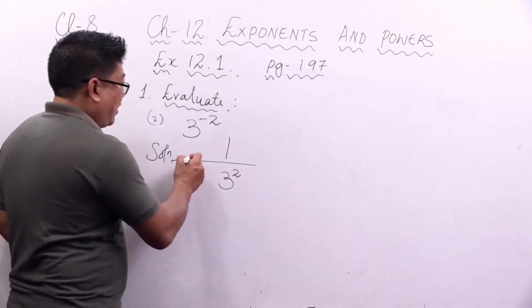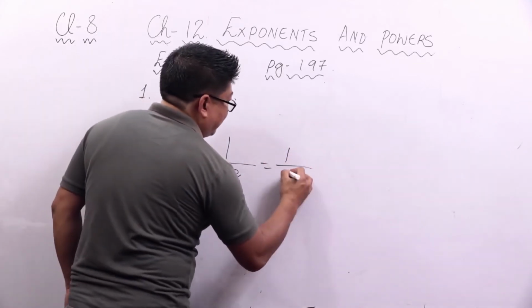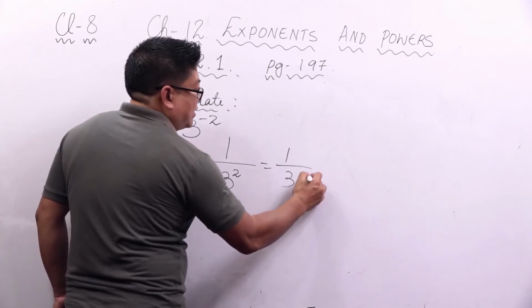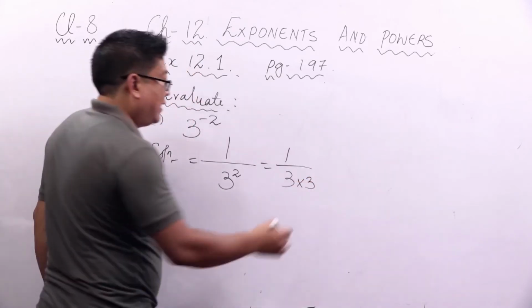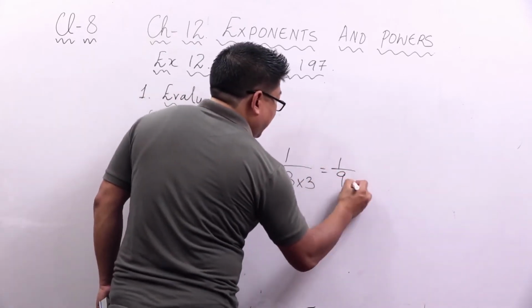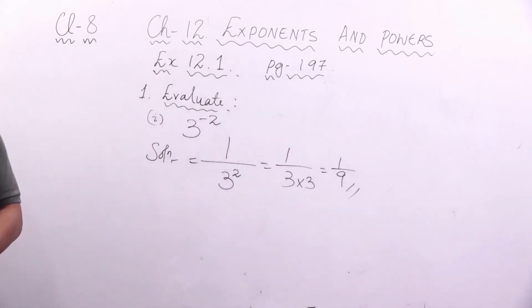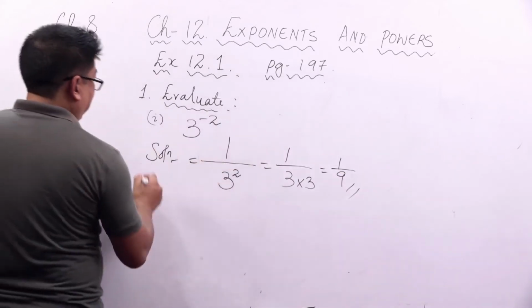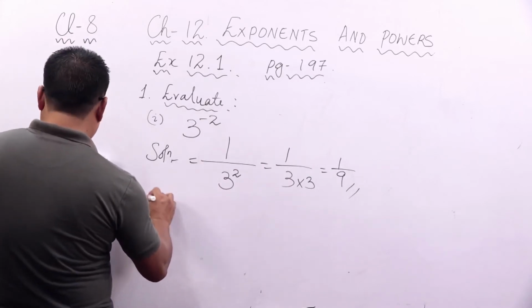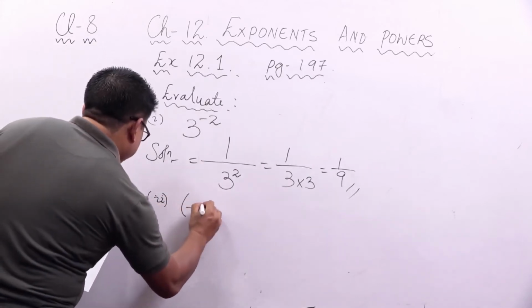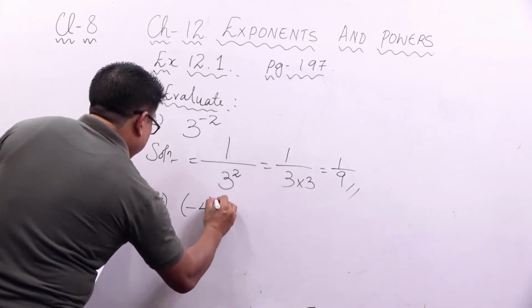Alright? So once you have this, the rest is very easy. 3 to the power 2 means 3 you multiply 2 times, right? And when you multiply 3 two times, you get 9, so 1 by 9, right? So this is the first part. The answer is 1 by 9. Similarly, question number 2, minus 4 to the power minus 2.